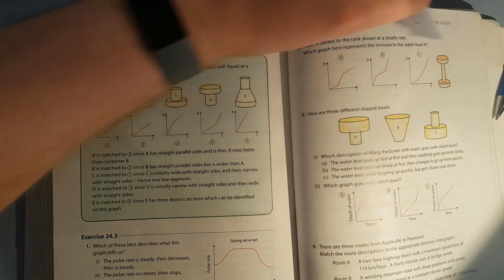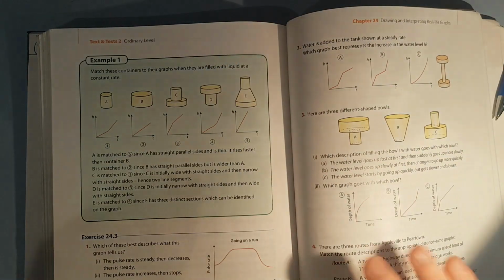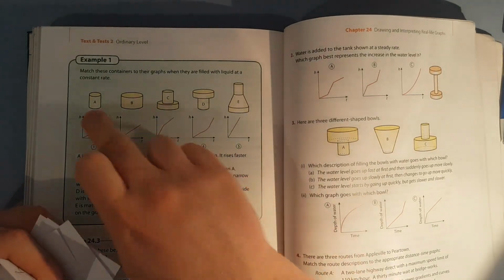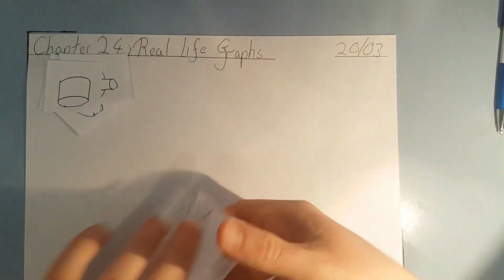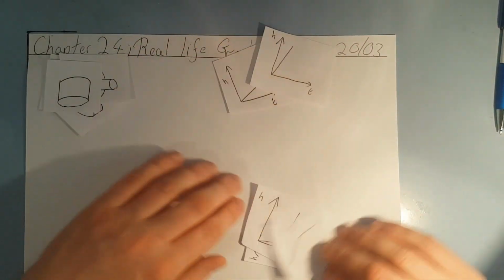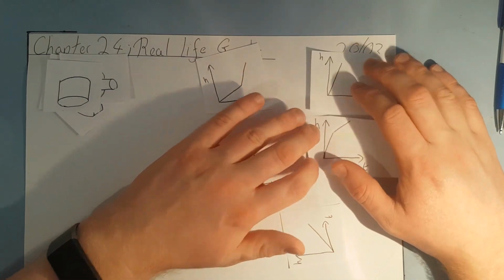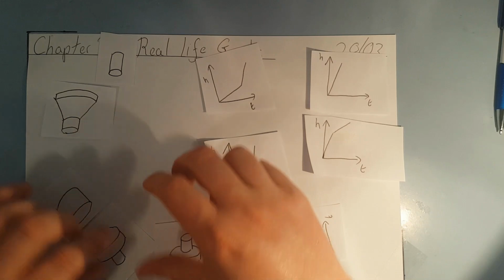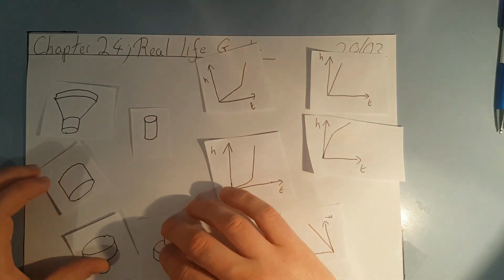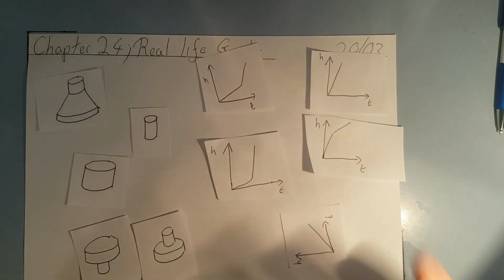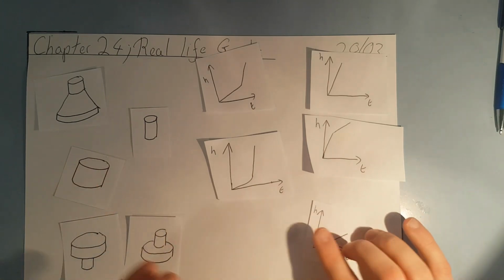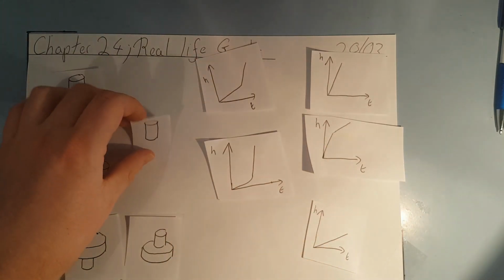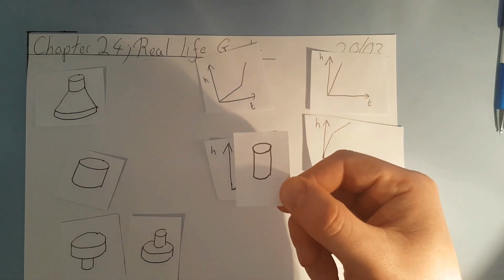What I've actually done is I've taken a few of these shapes here, okay? And I've just redrawn them and made them into little cue cards. So I've got the graphs describing the fill rate, the height of the water, for each of these shapes. And what we're going to do is consider each shape and what we would expect each shape to do. So let's look at this one first.